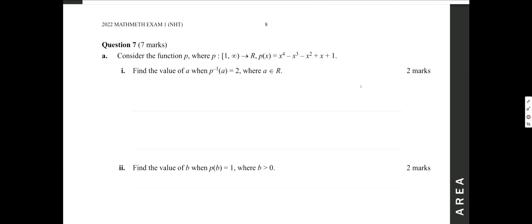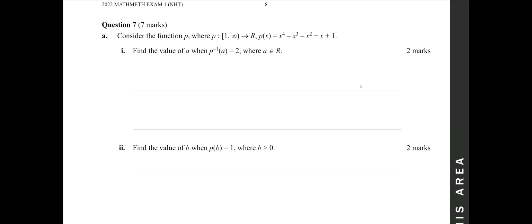Perfect. All right, moving on to question number 7. So consider the function p, where p has a domain of 1 to infinity, and p of x is this big quartic function right there. Part 1. Find the value of a when the inverse at a is equal to 2, where a is an element of R. Okay, now given that this is just simply a 2 marker, it doesn't make sense that we'd have to actually go and calculate the inverse and then sub in x equals a. That's probably a bit too complicated for what we need.